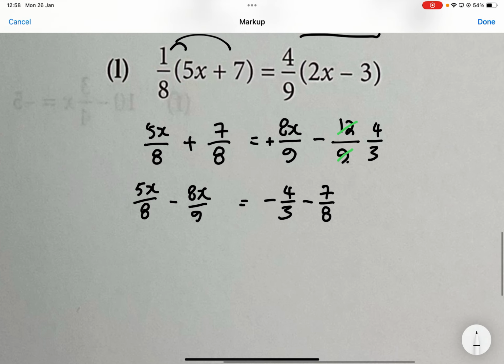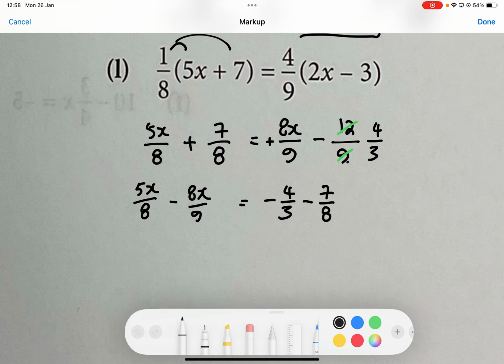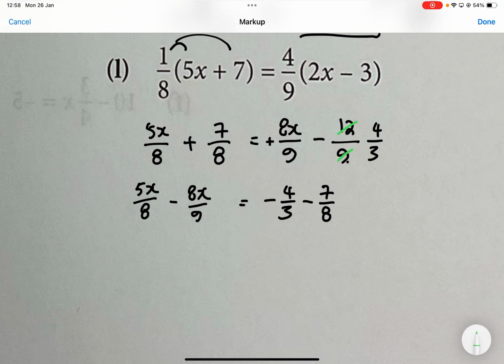Okay? Then I need to simplify. Make a common denominator. Here also the same. Make a common denominator.